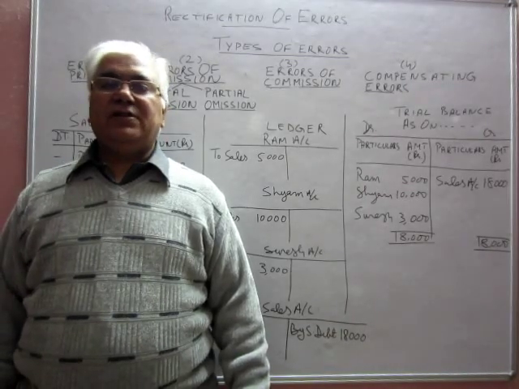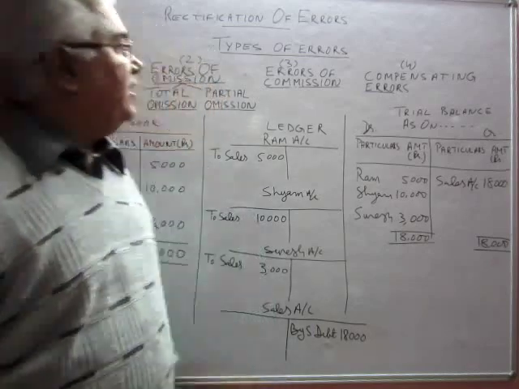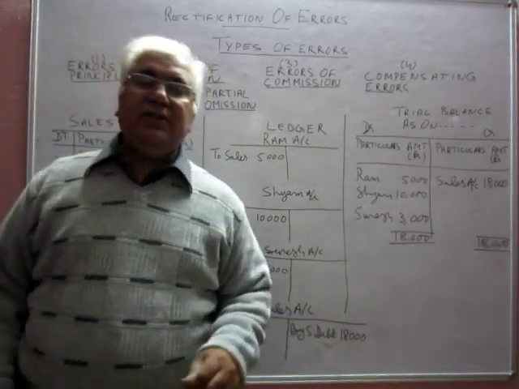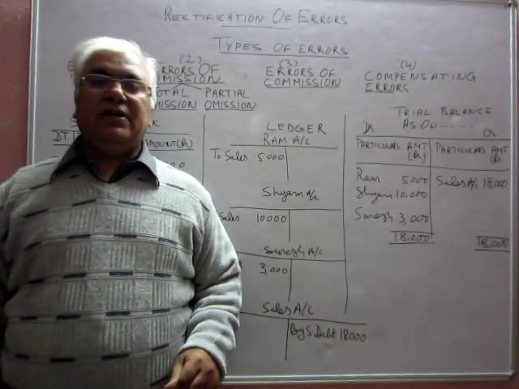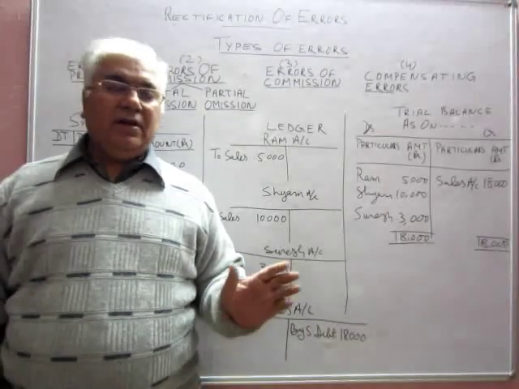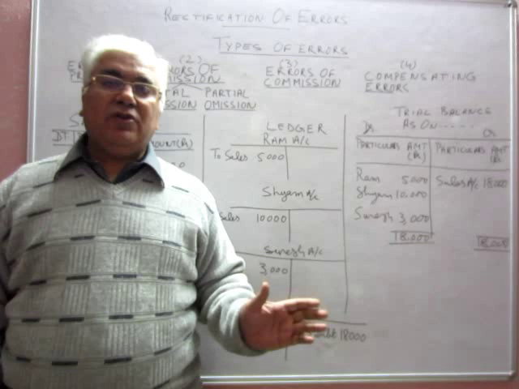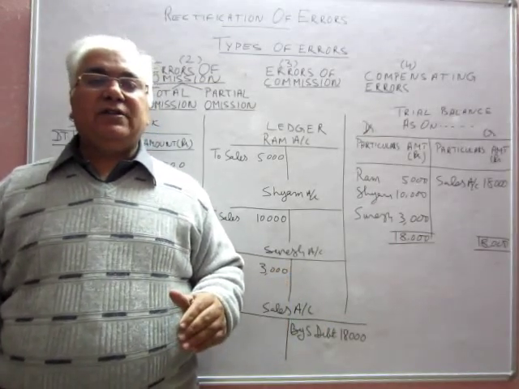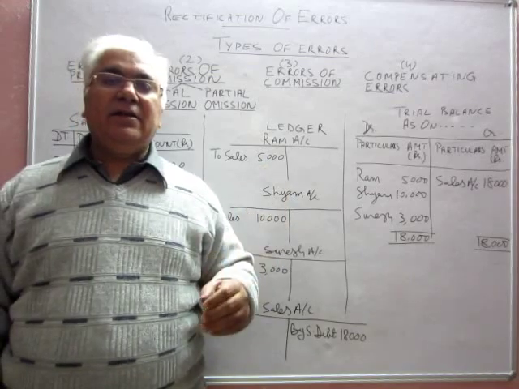The topic of today's discussion is rectification of errors. These are the errors which are there in the ledger and because of which our trial balance does not tally. So let us first of all categorize them and discuss.